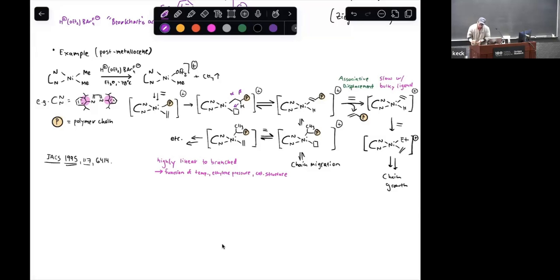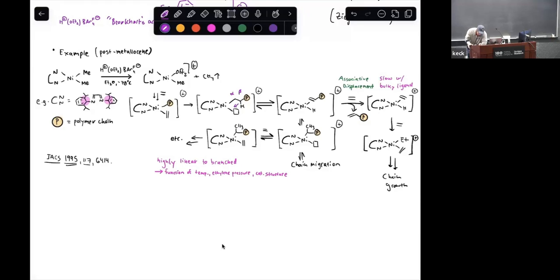And in fact, this ratio of linear to branched that you get out is directly a consequence of the reaction conditions as well as the properties of the ligand. And so this allows you to tune between high density polyethylene, ultra high density polyethylene, and low density polyethylene. And I think all of these different materials you have encountered, probably already today.